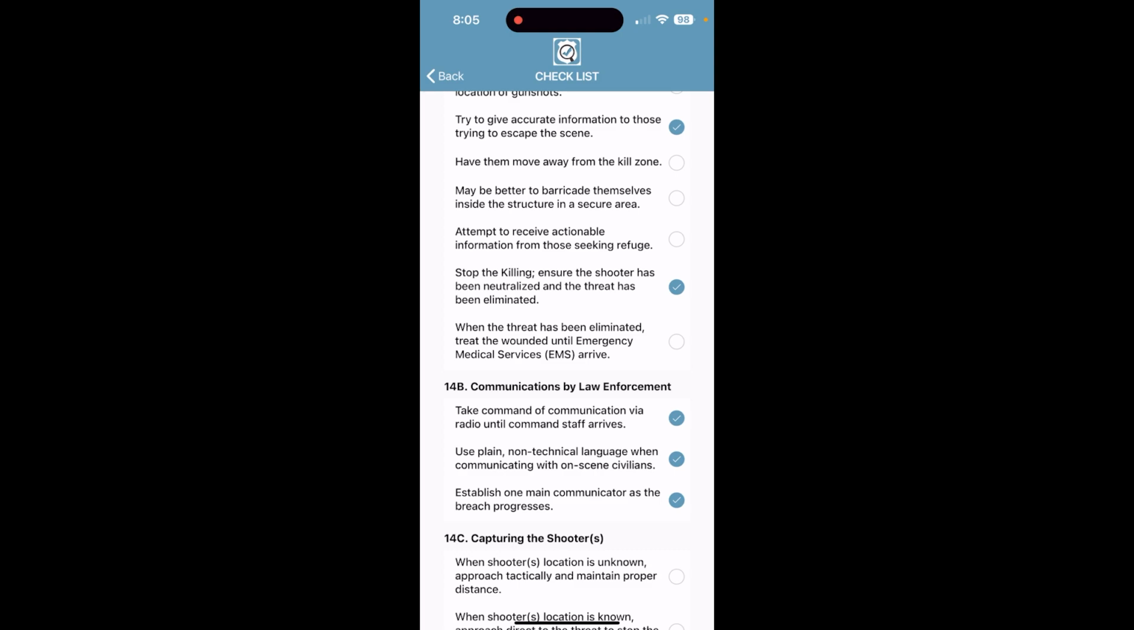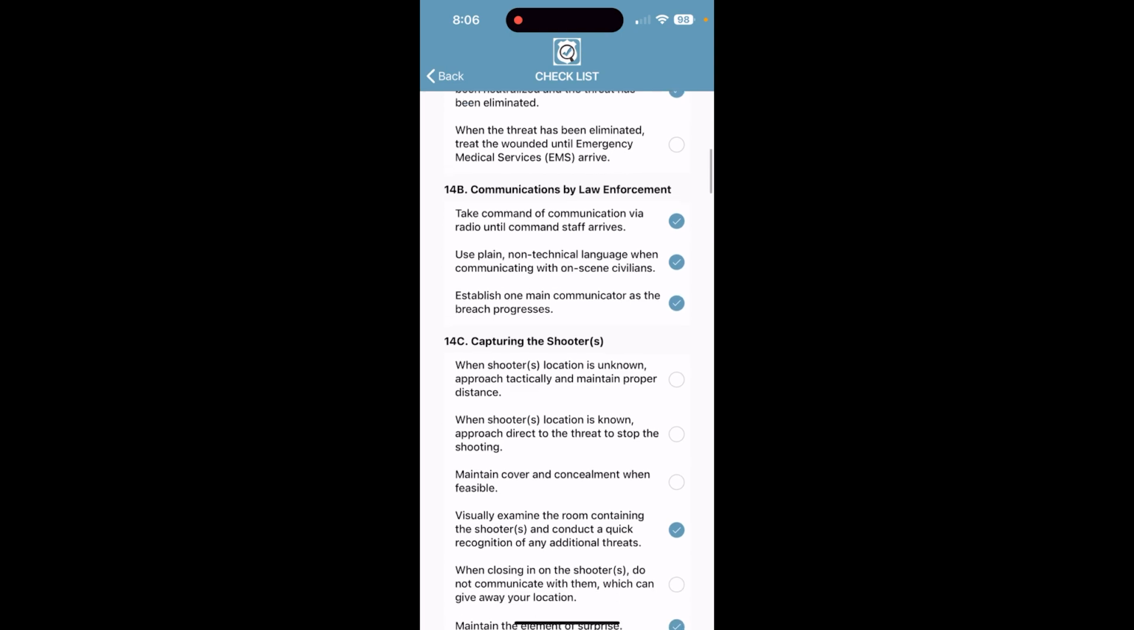14B talks about communications by law enforcement. If you're the first officer at the scene, it's your job to communicate information back to dispatch. If we have multiple officers talking to dispatcher at the same time, that can be difficult. So whatever you can do to ensure that one person is doing the communicating will be helpful. Also, make sure that you're using non-technical language when communicating, not only on the radio, but also when you're communicating with on-scene civilians, so they understand your direction. So don't forget, establish one main communicator as the breach progresses.